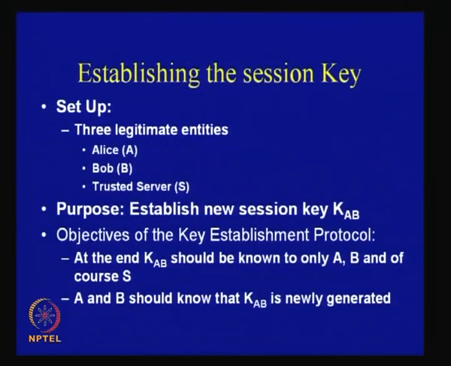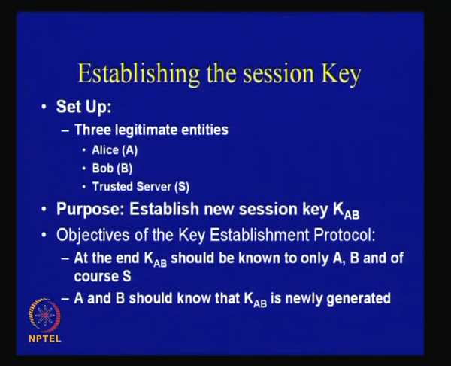The context that we are considering is that there are 2 legitimate entities, Alice and Bob, and a third entity, the trusted server. The trusted server has knowledge about Alice and Bob, and it performs a key establishment between A and B. The objective of A and B is to establish a new session key called KAB, which will be used for further communication between Alice and Bob.